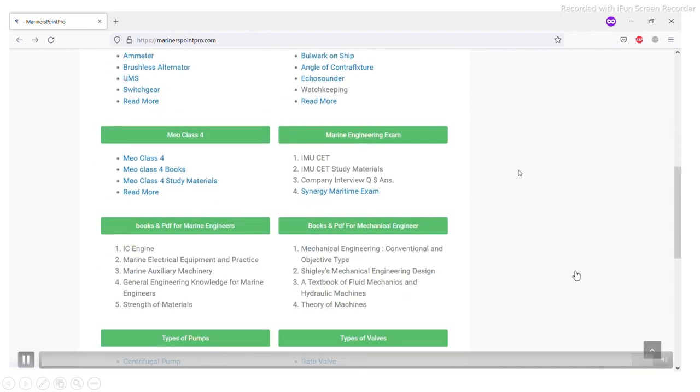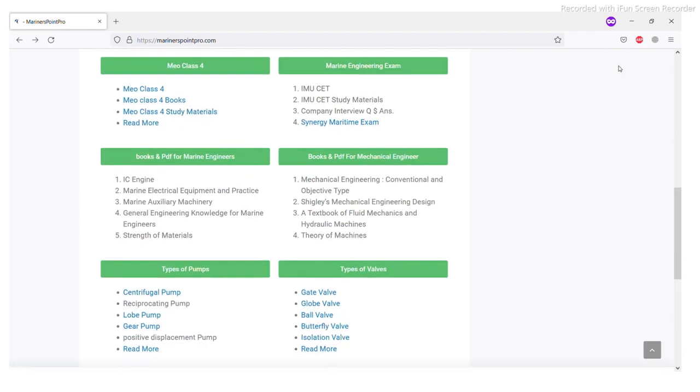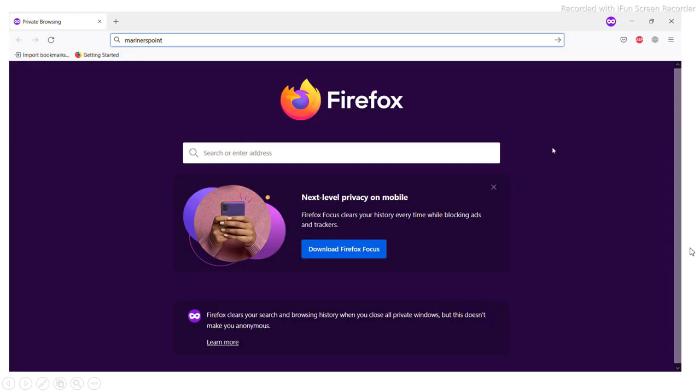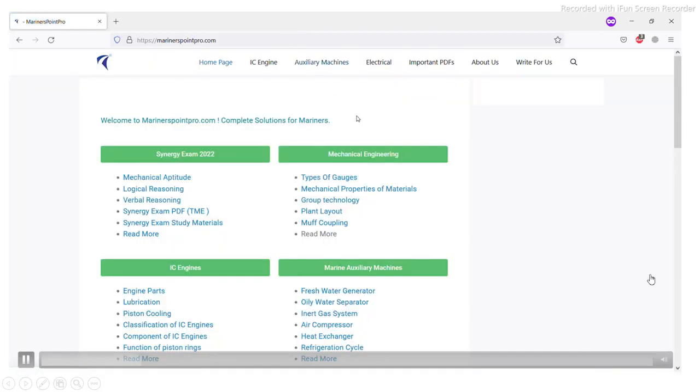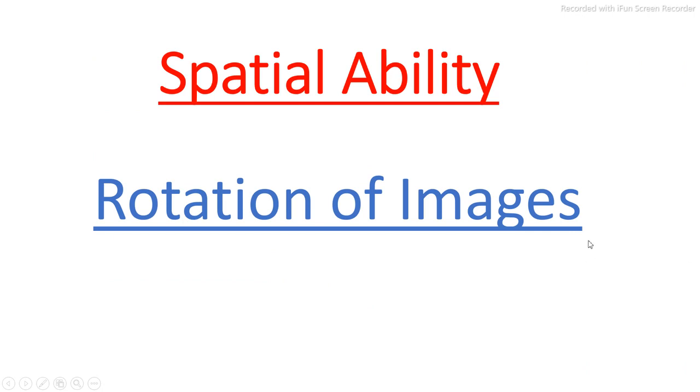And moving on to our topic of today's video, that is rotation of images, which comes under spatial ability for the synergy exam. Some of the users mentioned in the comments that they want videos on the rotation of images. So the video is a bit late, but let's start.